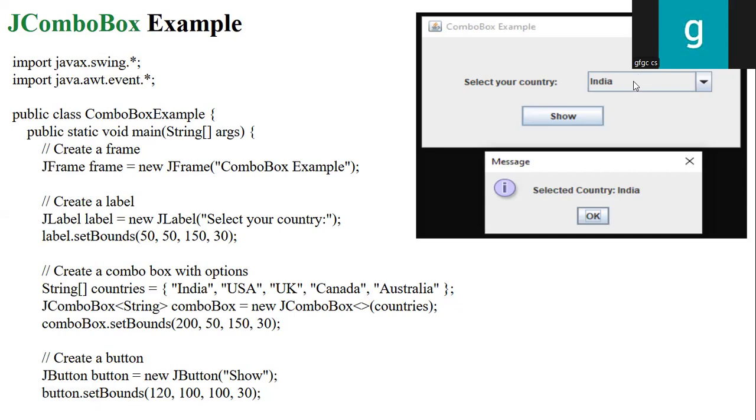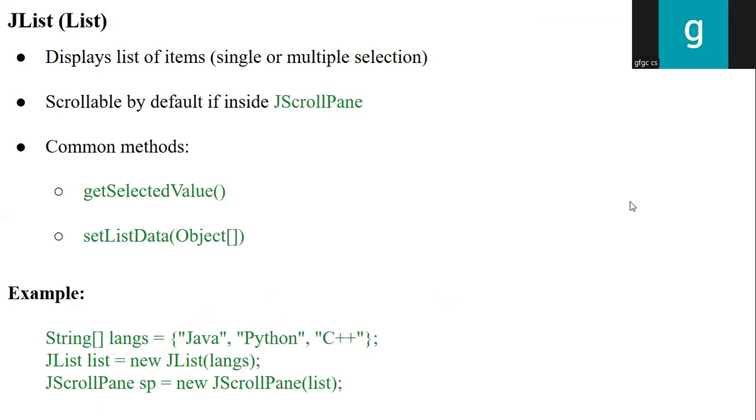Here I have added five different countries. Here I have selected India. And when I press the show button, it will appear as a dialog box. There it shows the message India. Next is JList. JList is one component.